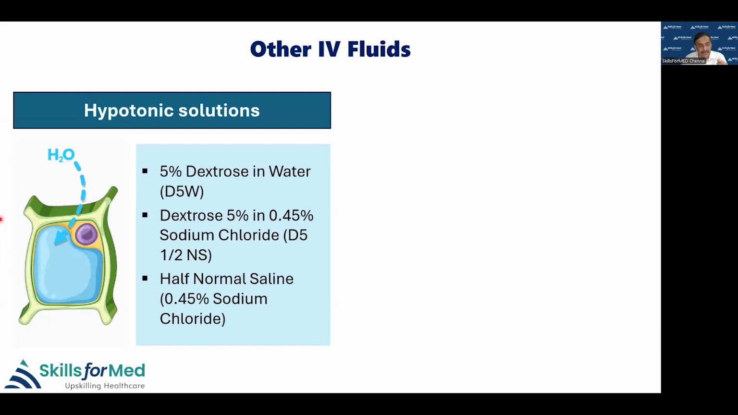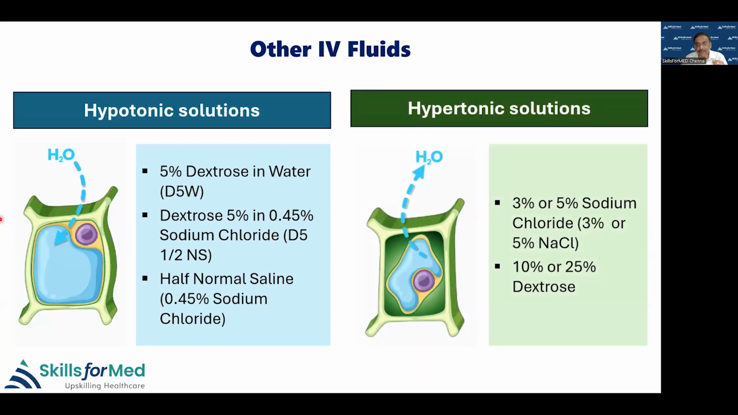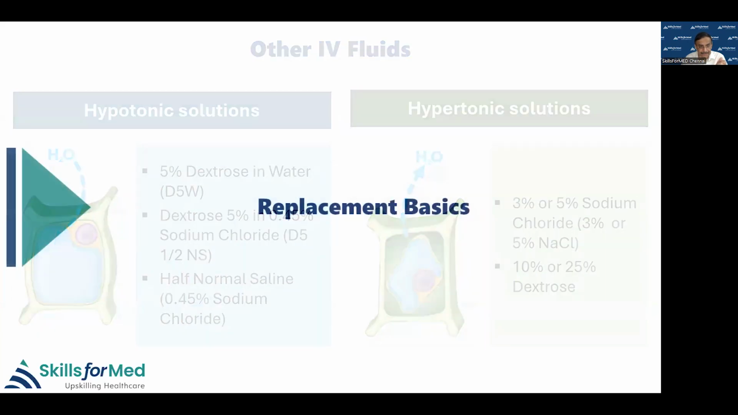Dextrose 5% with half normal saline and then half normal saline. These are hypotonic solutions. Hypertonic solutions are either 3 or 5% sodium chloride and 10 or 25% dextrose, which you use in hypoglycemia. So, these are the hypertonic solutions which you use. So, these are the common ones you use. I'm not getting into the more uncommon ones.